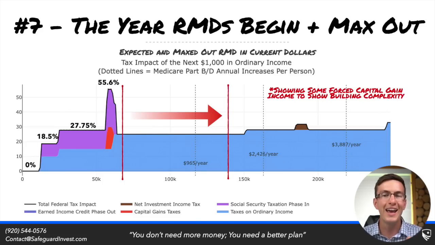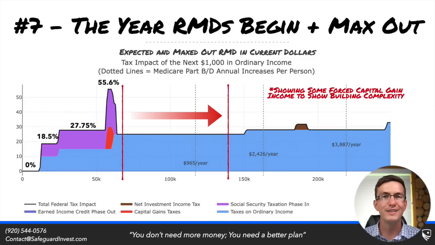Now, just to show some added complexities here, I'm also showing some forced capital gains that will add into this given tax hurdle. You'll see that spike of that marginal rate move from 46.25% because of the capital gain bump zone, and then the Social Security tax torpedo on top of that capital gain bump zone. You'll see that rises to 55.6%.